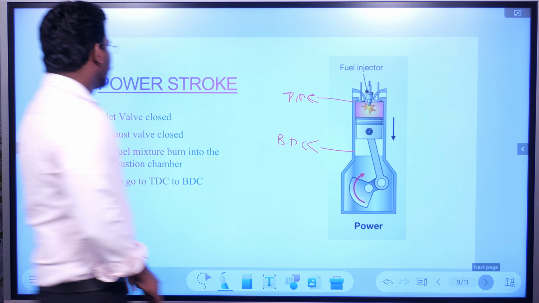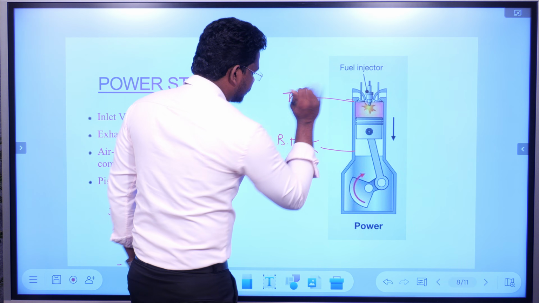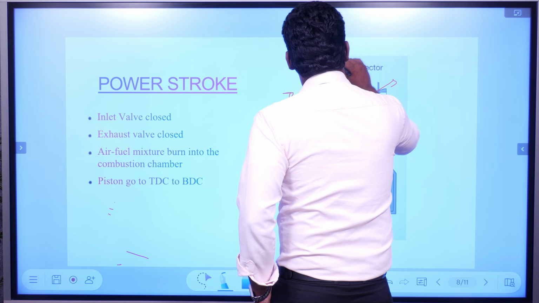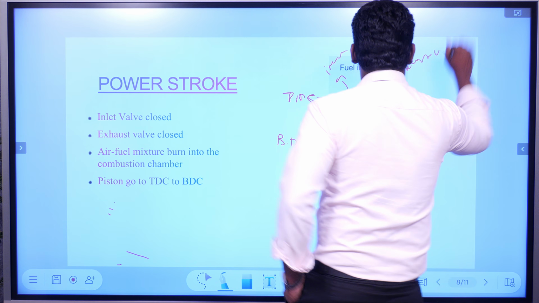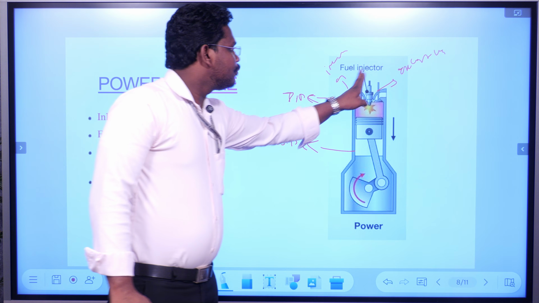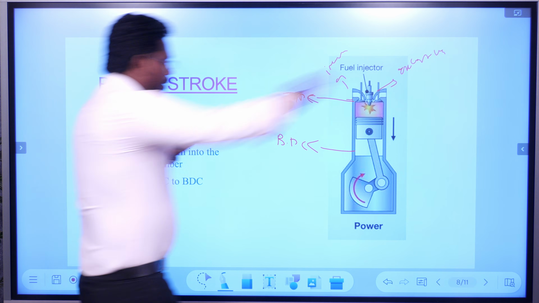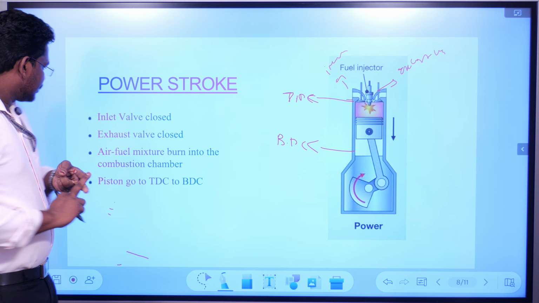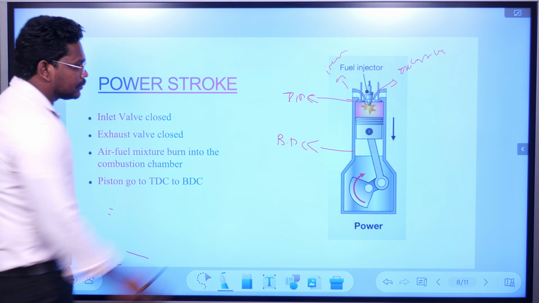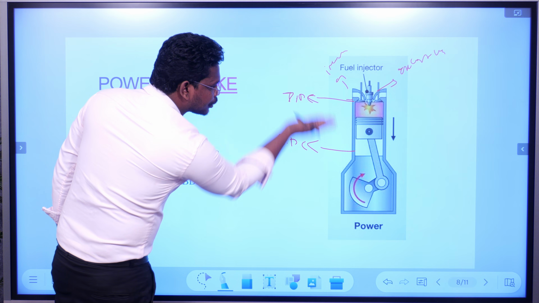Next, the third stroke, the power stroke. The power stroke is a very important stroke. This position is top dead center, this position is bottom dead center. The SI engine uses a spark ignition, while the CI engine uses a fuel injector. That is the difference between spark and injector. Both the inlet and exhaust valves are closed in this power stroke. The piston moves downward from top dead center to bottom dead center.